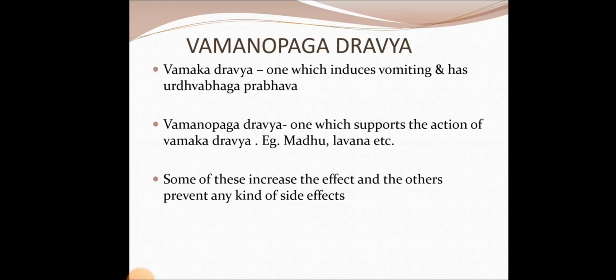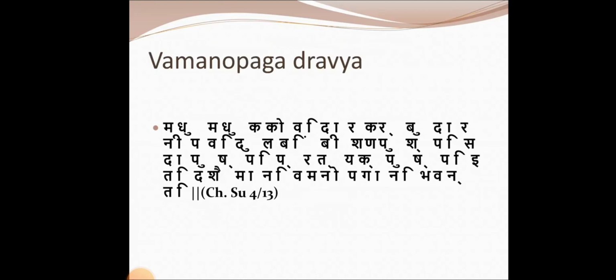Vamanopaga Dravya. What are the Vamanopaga Dravyas mentioned by Charaka Samhita? They are Madhu, Madhuka, Kovidara, Karbudara, Nipa, Vidula, Bimbi, Shana Pushpi, Sada Pushpi, Pratyak Pushpi. These Vamanopaga drugs are mentioned like this in the Deshemani, and some properties are mentioned.